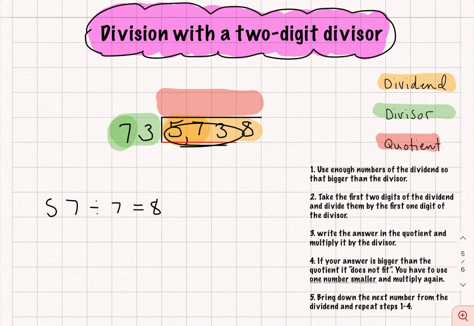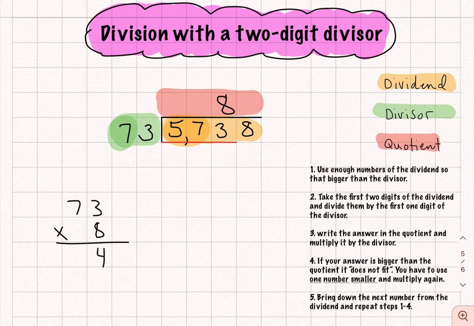Now, remember, since I'm using all three of these numbers, I'm going to put my answer here, 8. And now I go to my next step. I wrote my answer in the quotient, that's up here, red's the quotient, and now I multiply by the divisor. So that's the multiply step that we always do. That's going to look like 73 times 8. All right, so that's just a multiplication problem. 8 times 3 is 24. 8 times 7 is 56, plus 2, 58. Okay, 584.